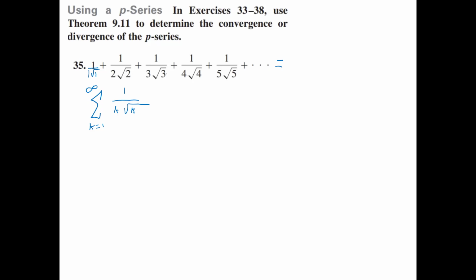And that still doesn't look like a p-series until you realize that this is the summation from k equals 1 to infinity of, these have the same base, and you just add the exponents, and so you get 1 over k to the 3/2. So now your p is equal to 3/2, therefore it converges. And we're done.